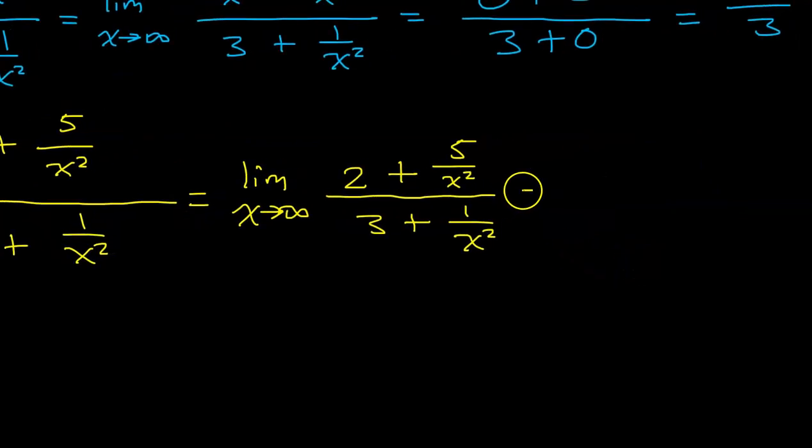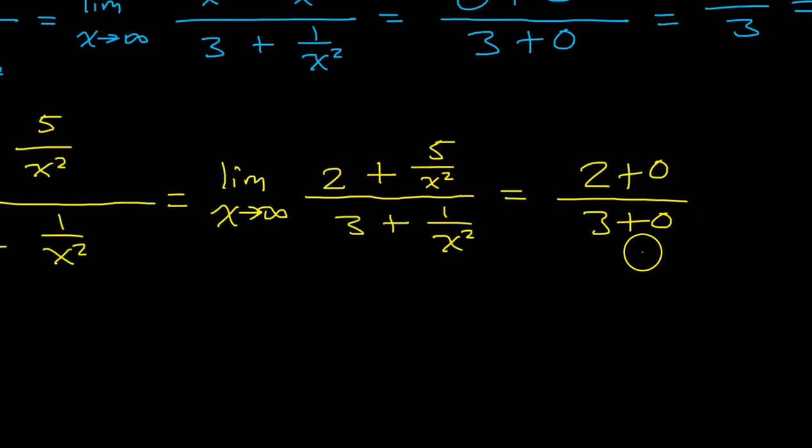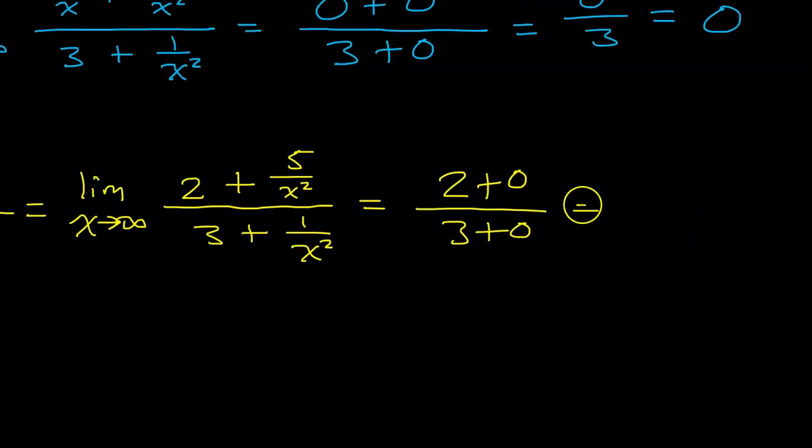As before, when we take the limit, these fractions that have a constant in the numerator and x in the denominator are going to approach 0 as x gets bigger and bigger. So we're going to end up with 2 plus 0 over 3 plus 0. And that's going to give us 2/3. So that's the limit of this one.